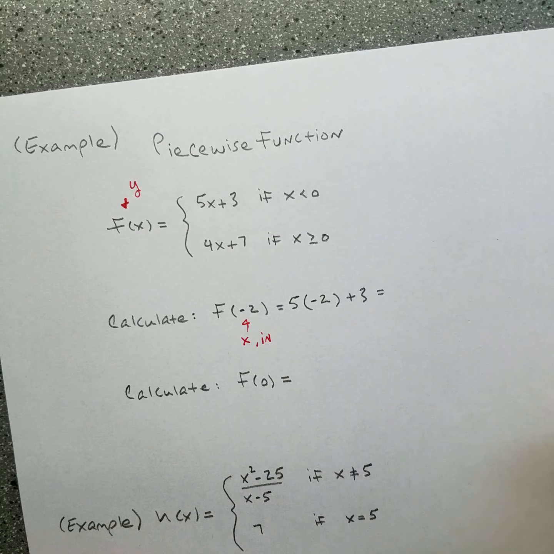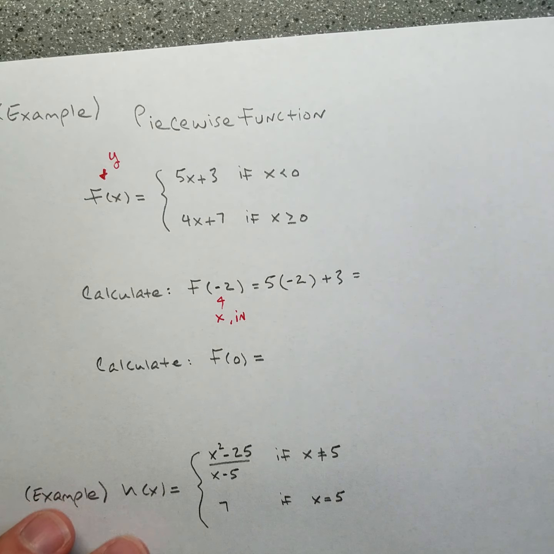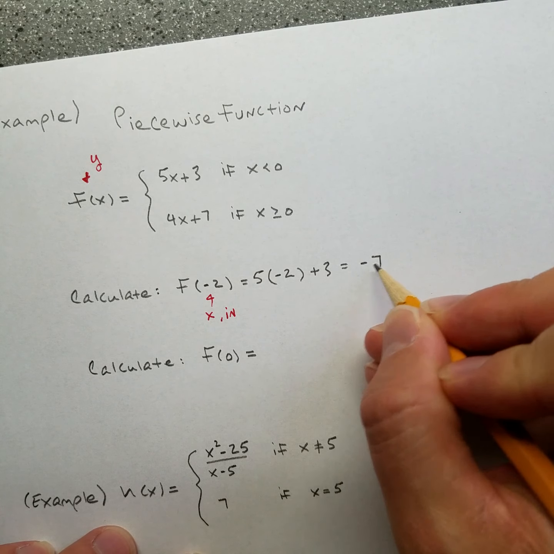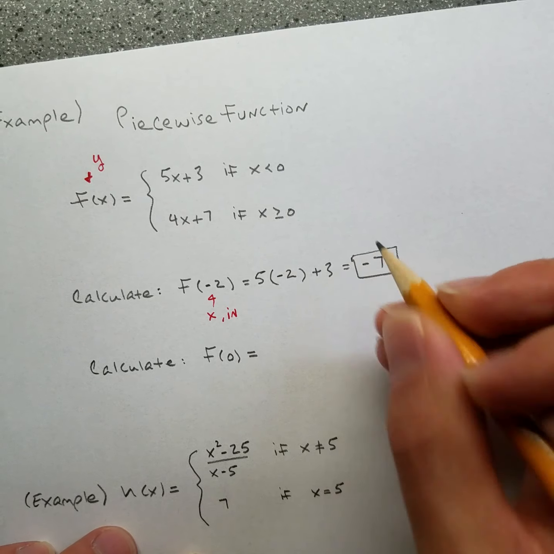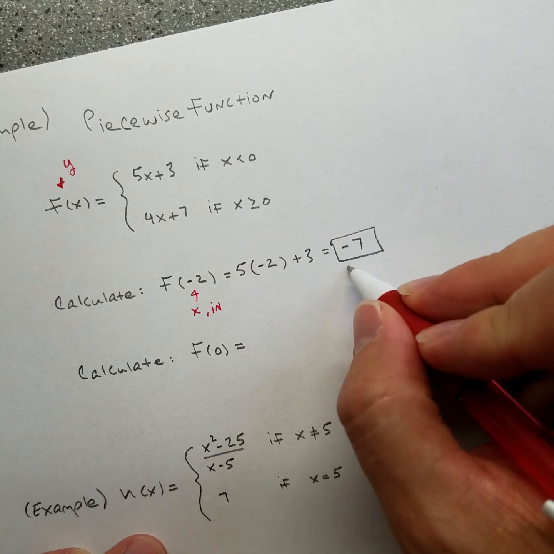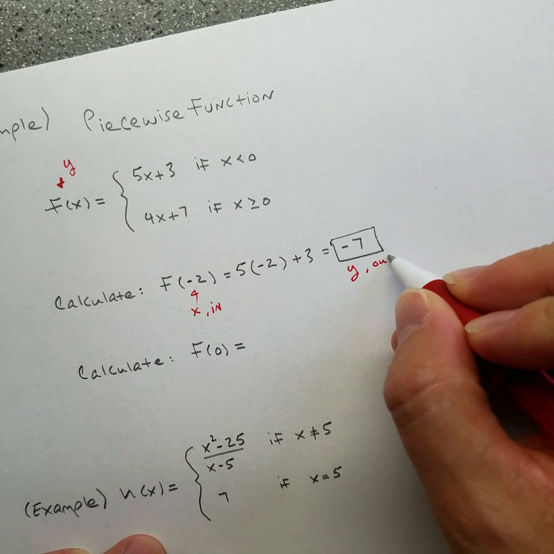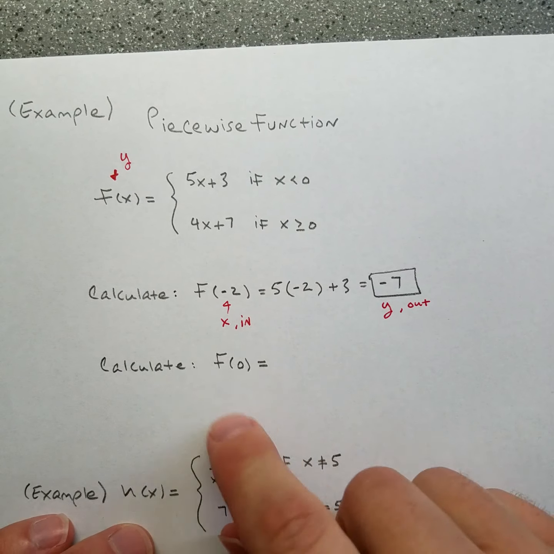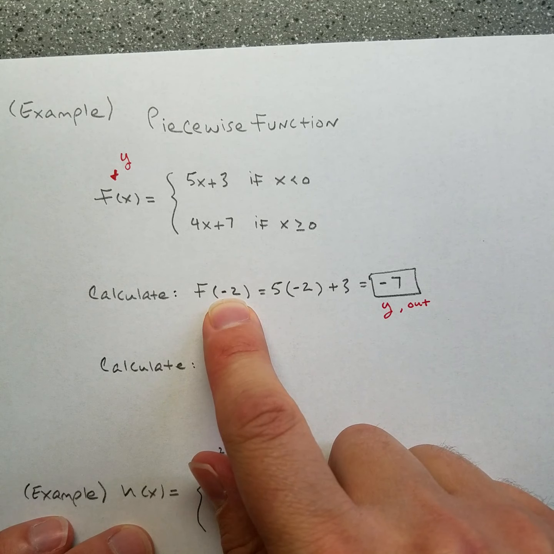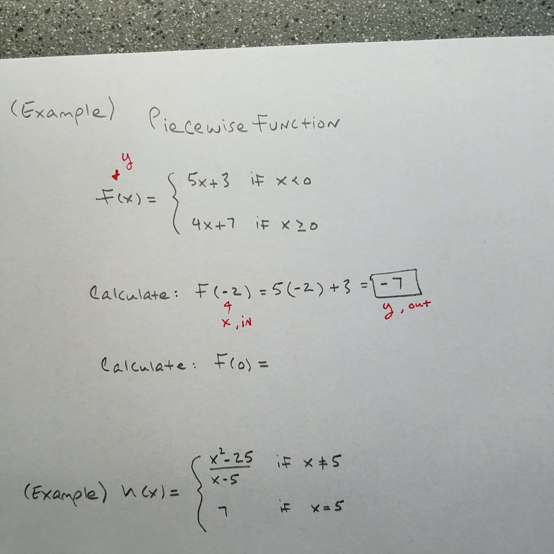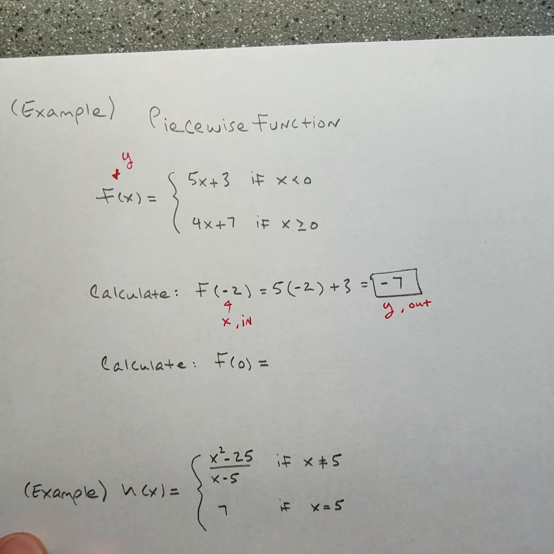And I just do the math. What's 5 times negative 2? Negative 10. Negative 10 plus 3, negative 7. And I would just say, well, there's my answer. That's my y. That's my output. And this function, if negative 2 goes in, then negative 7 is what you get back out. If x is negative 2, y is negative 7. All right, we'll do one more.